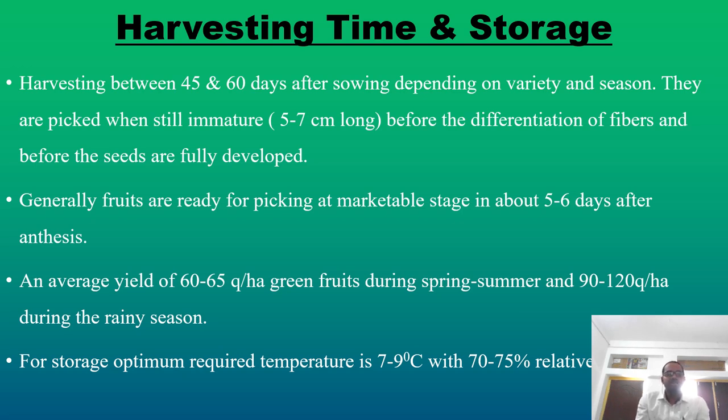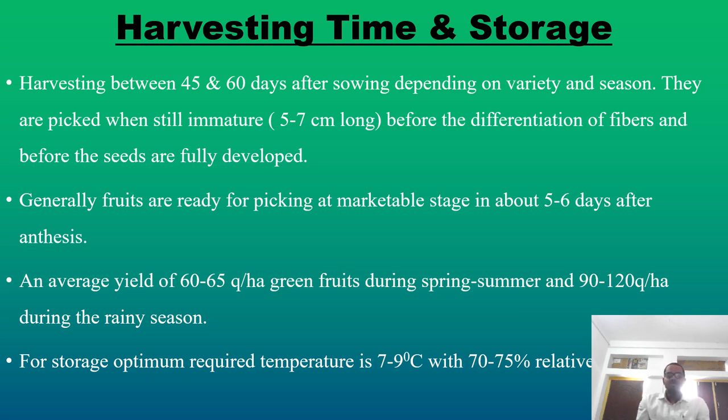And now coming to the harvesting time and storage. Okra starts harvesting from 45 to 60 days. It depends on variety and season. At the time of harvesting, the fruit should be 5 to 7 centimeters long, and generally it takes around 5 to 6 days between harvests, and the average yield of okra is around 60 to 65 quintals per hectare during spring season, and the yield of rainy season is a bit higher when we compare it with summer season, which is 90 to 120 quintals per hectare.